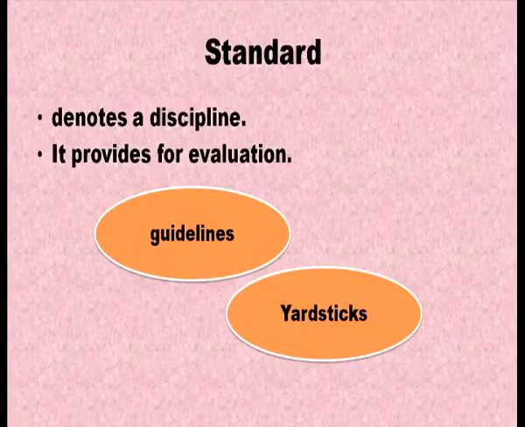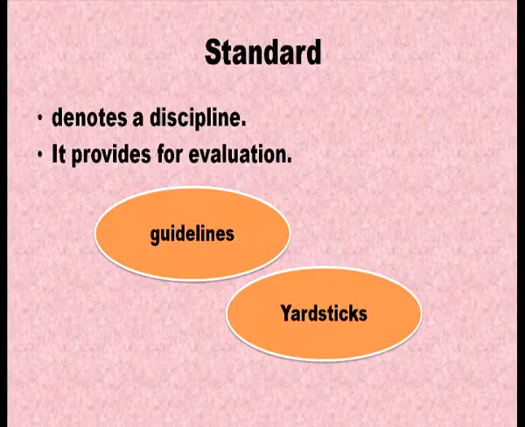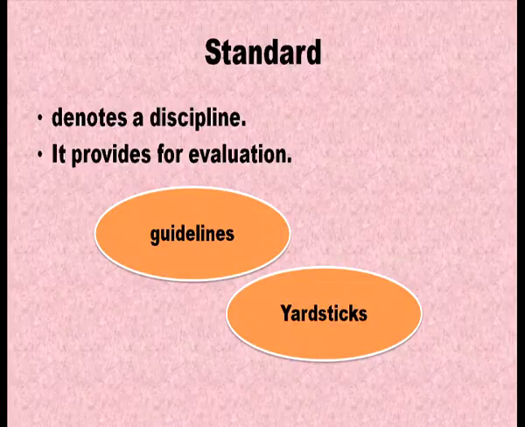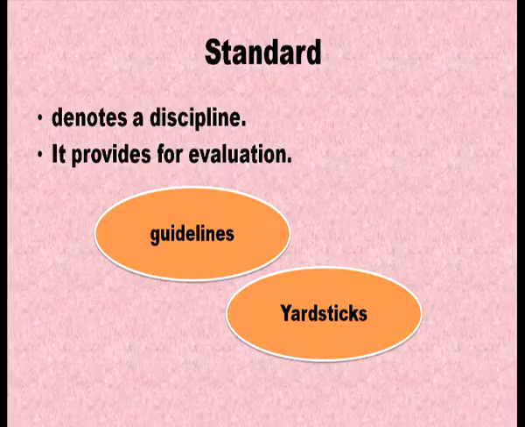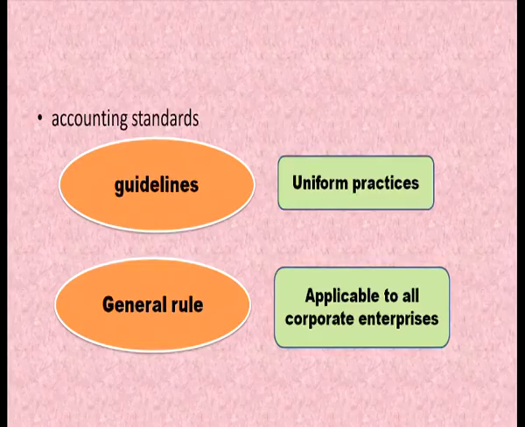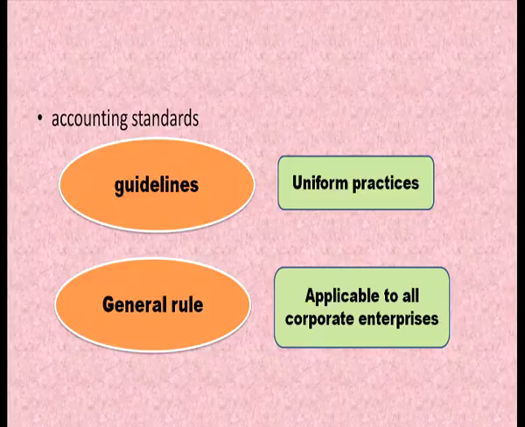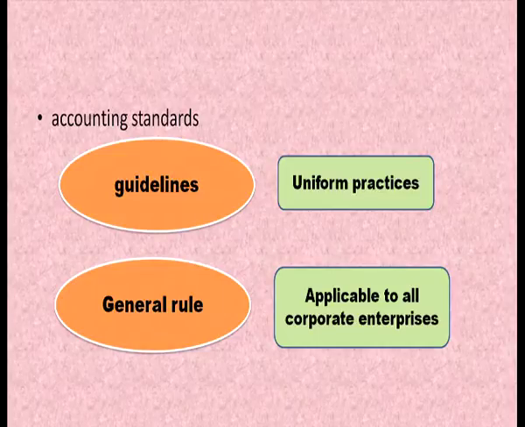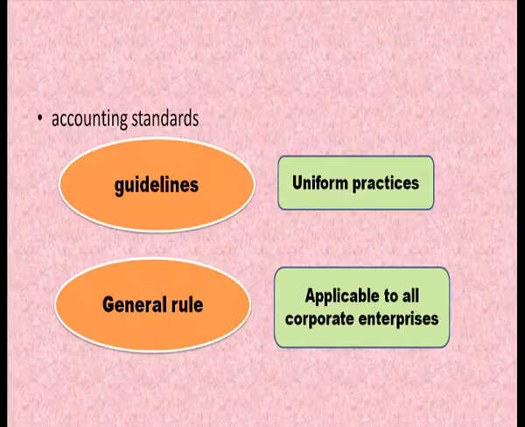Standard denotes a discipline, and a standard helps for evaluation. It provides a guideline for financial statement preparation, and it is a yardstick for preparing financial statements. Accounting standards are guidelines, that means uniform practices that are followed by all organizations. In other words, accounting standards are the general rules that are applicable to all corporate enterprises.